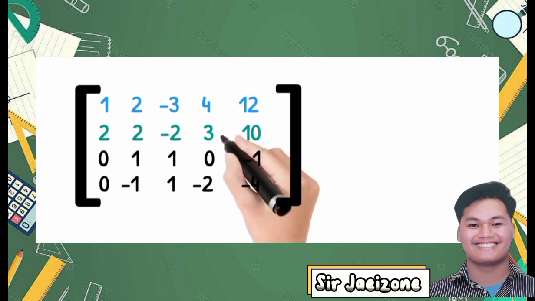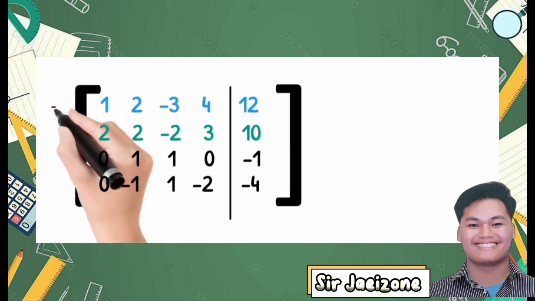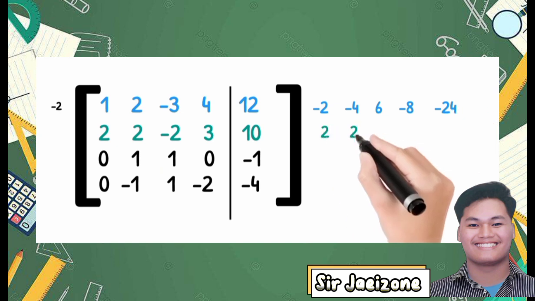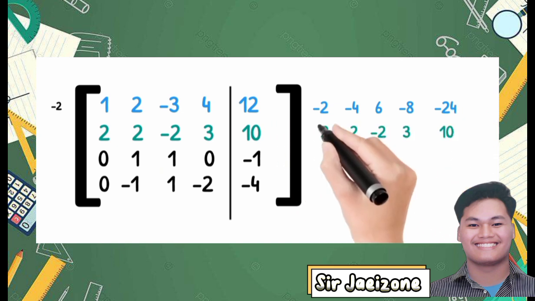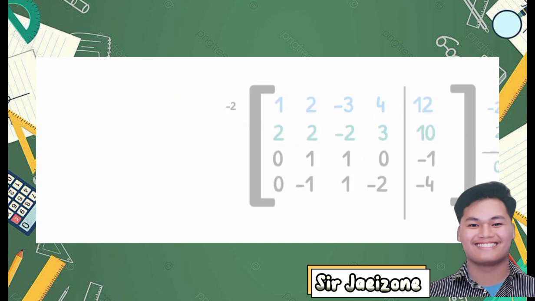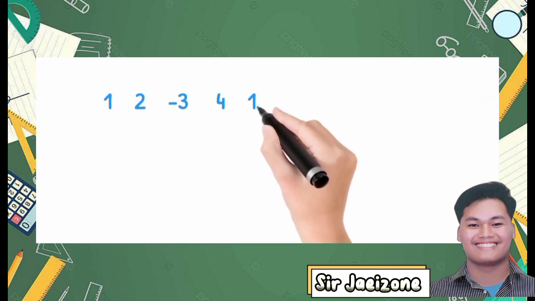Next is to make the 2 from the row 2 0. To do so, multiply the first row by negative 2 and add the product of row 1 to row 2. And the sum of the two rows will be the new row 2. We now have a new matrix with a new row 2.